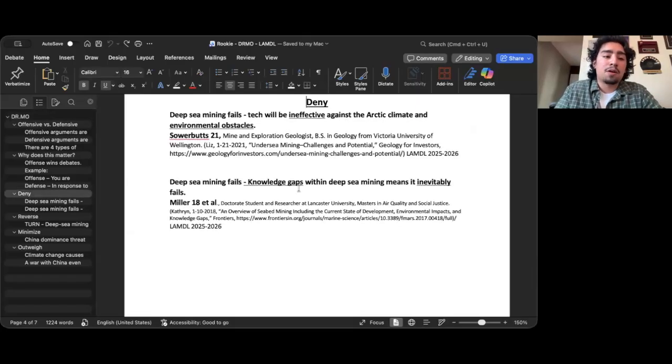So the first type of argument that we see in debate a lot is just arguments that deny the opponent's claims. So these are some from the negative side that say deep sea mining fails. Both of these are a form of deny argument, and those are defensive, because even if, as the negative, you are winning these, there's always a chance that deep sea mining could succeed. And so these are a form of defensive arguments that only minimize affirmative solvency or the affirmative's claims, but don't really push it to the other edge of saying my opponents make the world worse. So deny is a form of defensive argument.